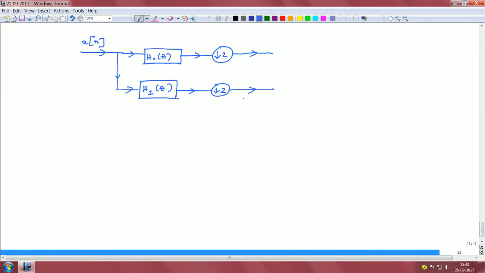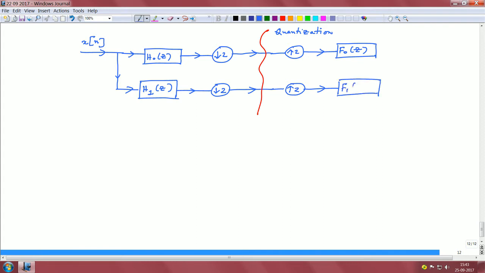and as I told you earlier, it is at this interface where you do quantization and some of these things. And you would restore the sampling rate through upsampling, pass them through synthesis filters f naught of z and then f 1 of z, and you combine the signals from the output of the synthesis filters to get some x reconstructed, x hat of n.